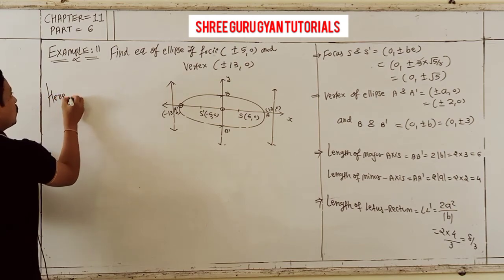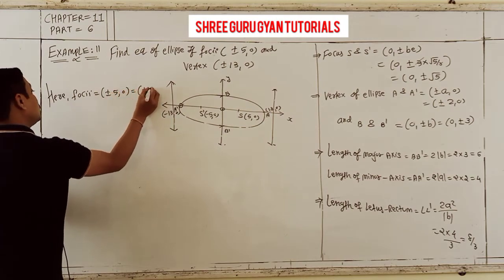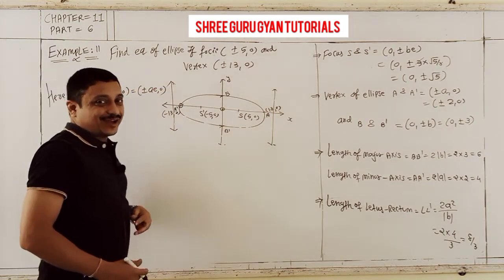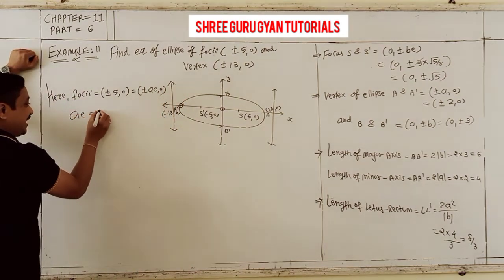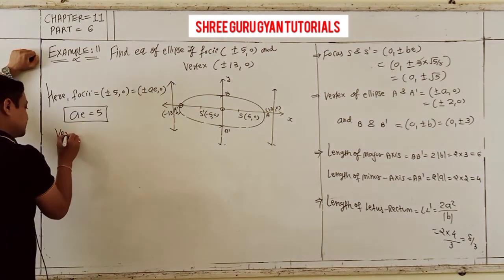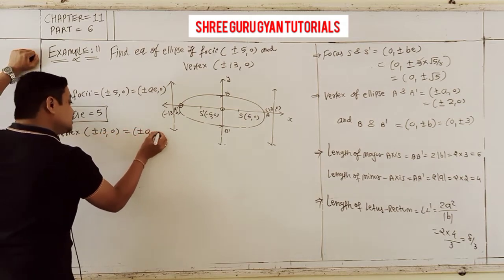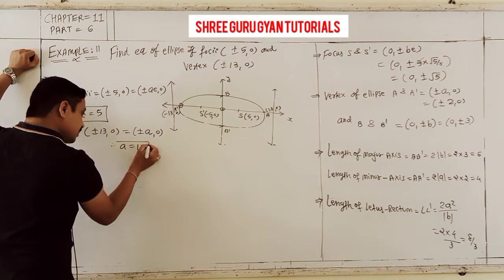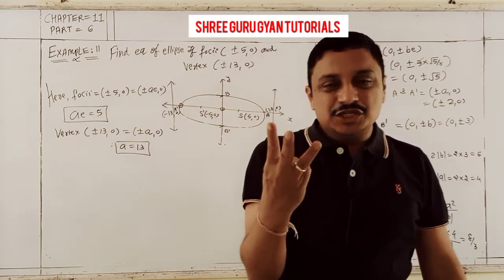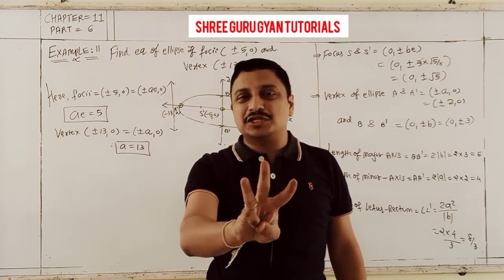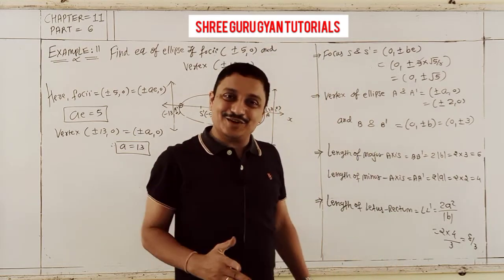Here foci plus or minus 5 0. But foci you know, plus or minus ae comma 0 according to our standard equation of ellipse. So ae is equal to 5. Next the vertices are given, plus or minus 13 0. We know plus or minus a 0. So what's the a? a is 13. Now go to formula number 3. Students, I repeat formula number 3 every time, always using and using. Then you can finalize your numericals.